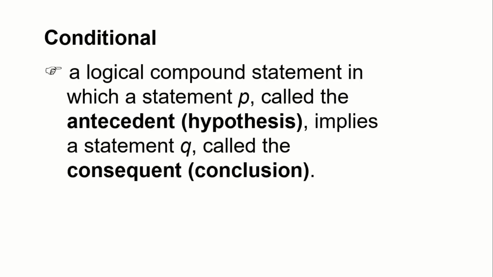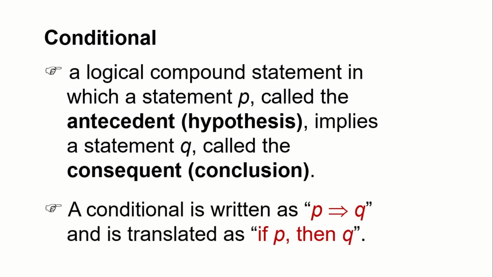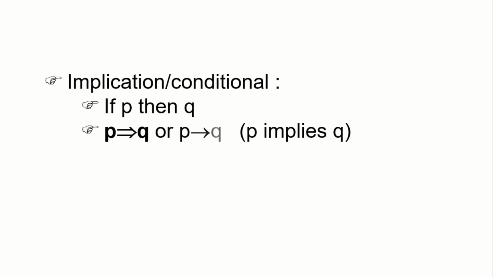Now let's go to conditional. It is a logical compound statement in which a statement P, called the antecedent or hypothesis, implies a statement Q, called the consequent or conclusion. It is written with an arrow as its symbol, and it is translated into "if P, then Q."